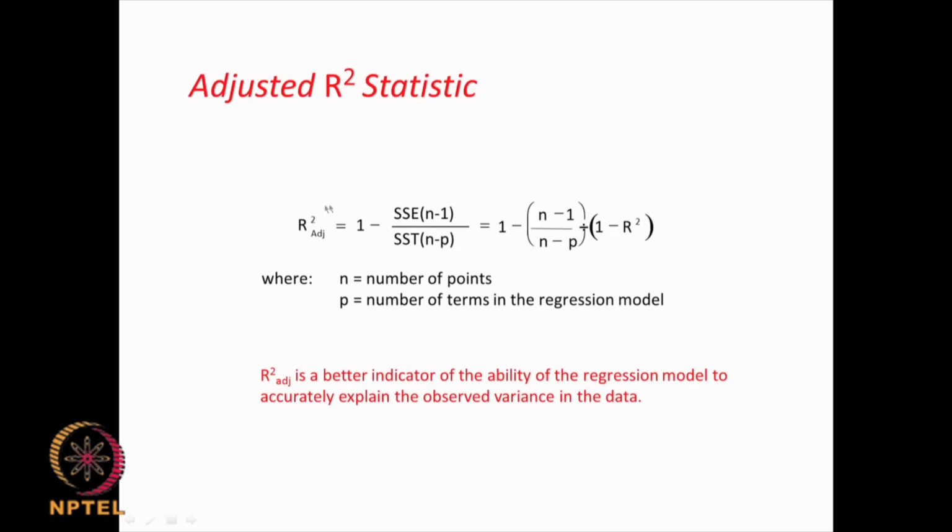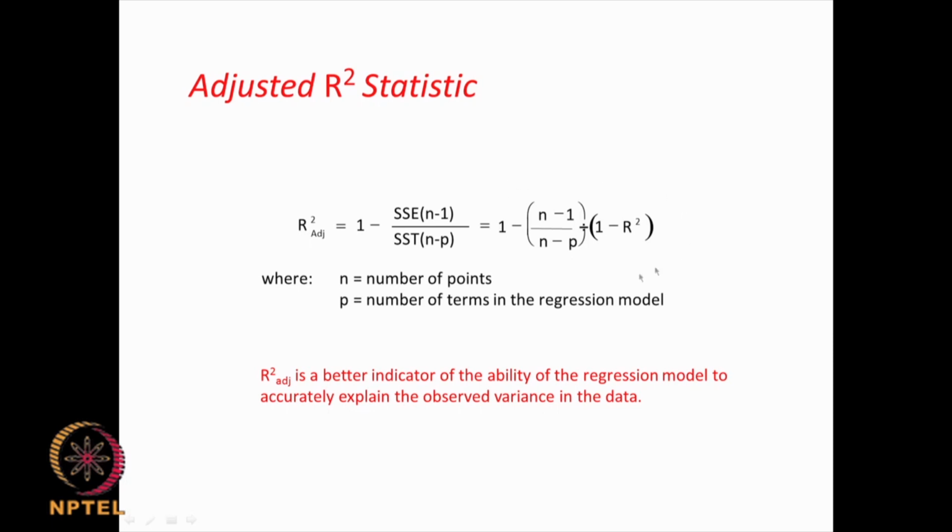Next is R square adjusted. This is 1 minus sum of squares of the error multiplied by n minus 1, divided by the total sum of squares multiplied by n minus p. N is the number of data points, and p is the number of terms in the regression model. So, if you have y equal to ax plus b, p will be 2. If you have y equal to ax square plus bx plus c, then p is equal to 3. This can be rearranged also as 1 minus (n minus 1) divided by (n minus p) times (1 minus R square).